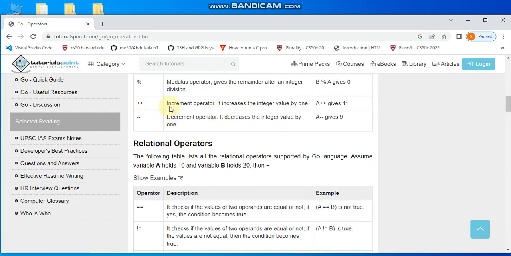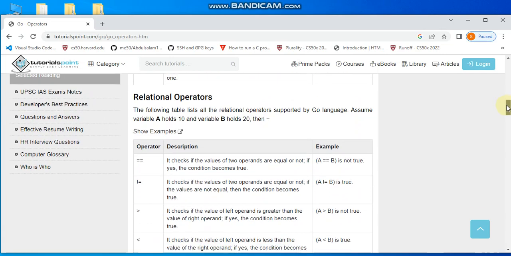The increment operator, here we use it specifically for the for loop, just to increment, which means it adds 1. So the increment operator increases the integer value by 1, while the decrement operator decreases the integer value by 1. So our A is set to 10. So A plus plus means A plus 1, which is 11, while A minus minus means A minus 1, which is 9. So that is for arithmetic operations.